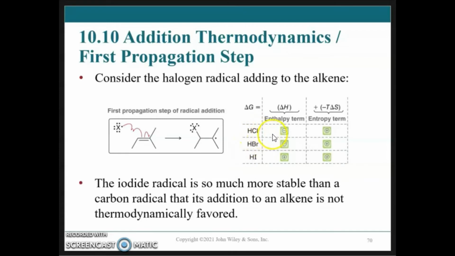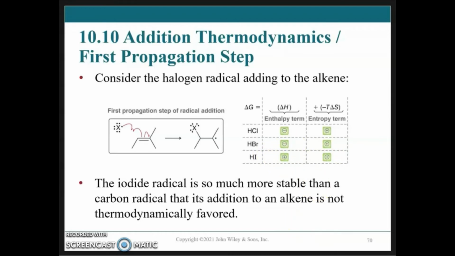So in the case of HCl, we have a net release of energy. We have a negative delta H. For HBr, we have a negative delta H. For hydrogen iodide, it's endothermic. And this is because the iodine radical is more stable than a carbon radical. So its addition is not favored. Adding the iodine radical to generate the carbon radical requires energy. So that's not thermodynamically favored. Both terms are positive, so delta G will be positive in all cases.